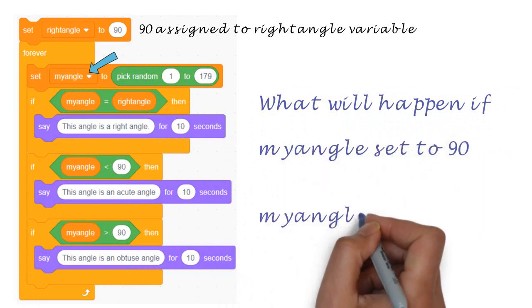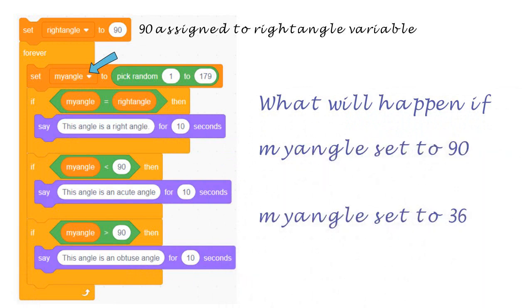What will the program say if my angle is randomly set to 90? What will the program say if my angle is randomly set to 36?